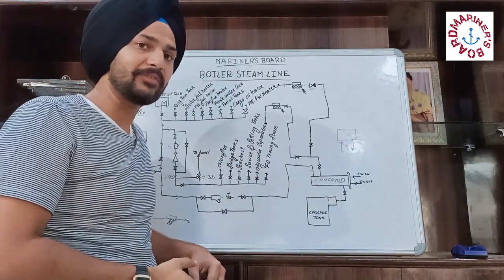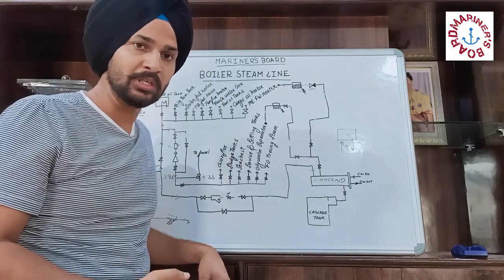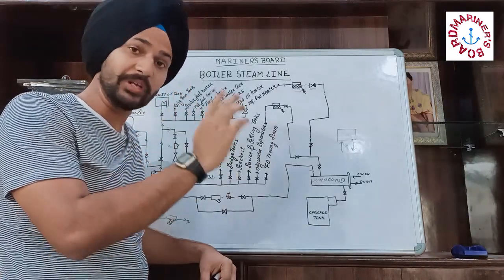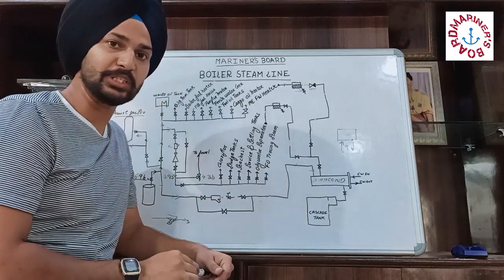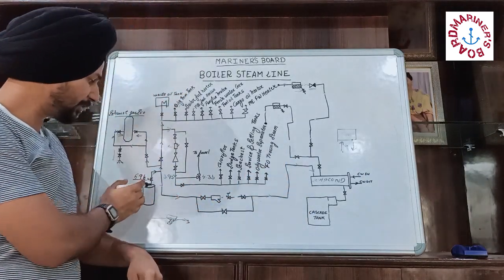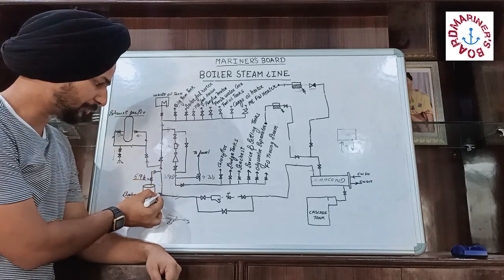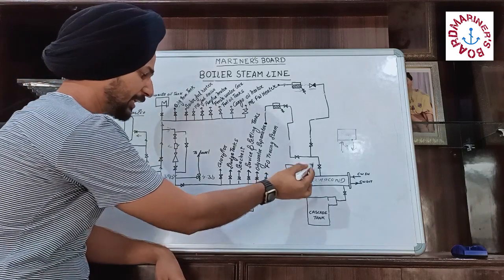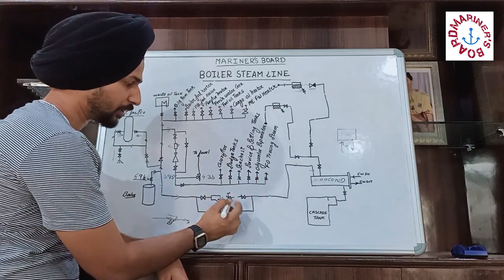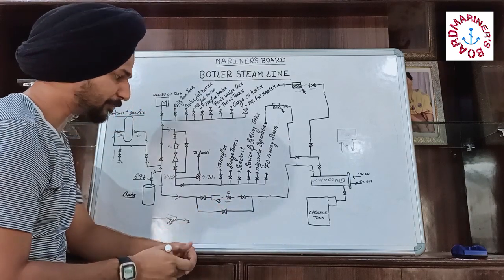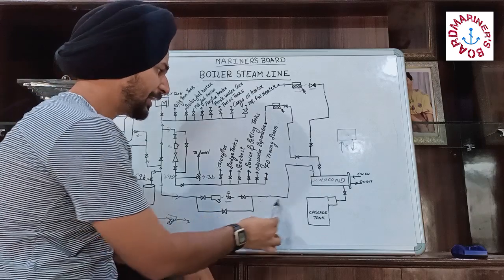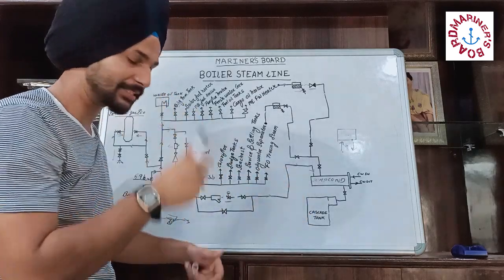So immediately when the consumption is reduced, to avoid the pressure exceeding, at that time the dump condenser comes into play. So here you see from the boiler, it is coming from here to the dump condenser through the control valve. This is the control valve. So when the pressure exceeds, it automatically opens and dumps the excess steam.